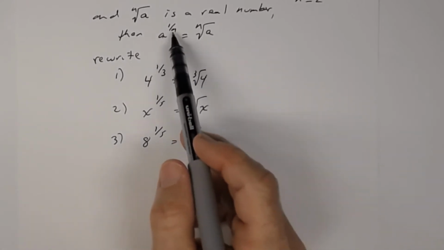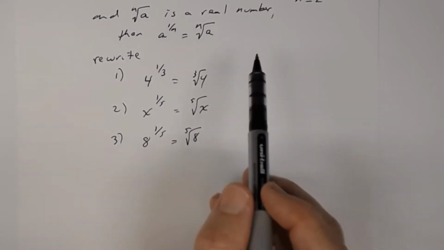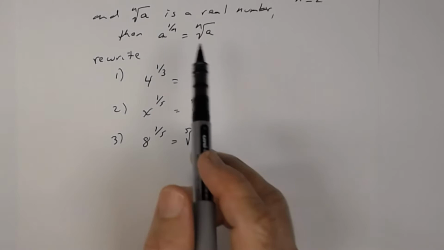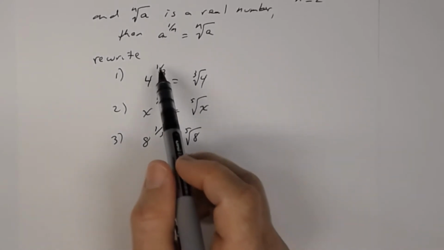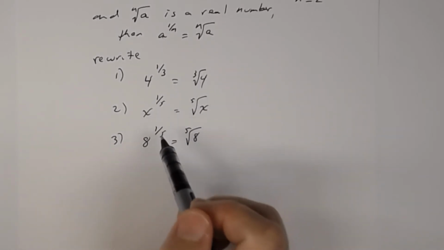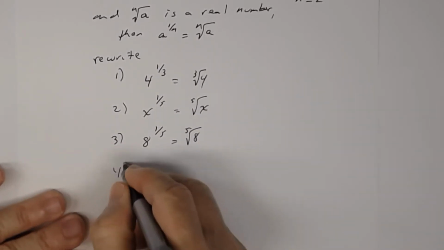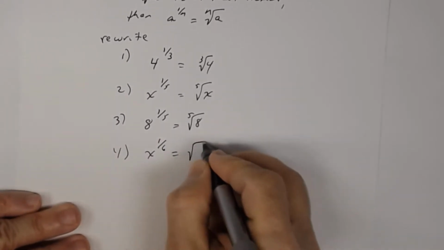So a to the fractional power, in this case, though, the numerator is 1. If the numerator is not 1, that's going to be something else. We're going to talk about that in the next lesson. But if the numerator is 1, 1 divided by 3 means cube root. 1 divided by 5 means 5th root. 1 divided by 6, x to the 1/6 means 6th root.